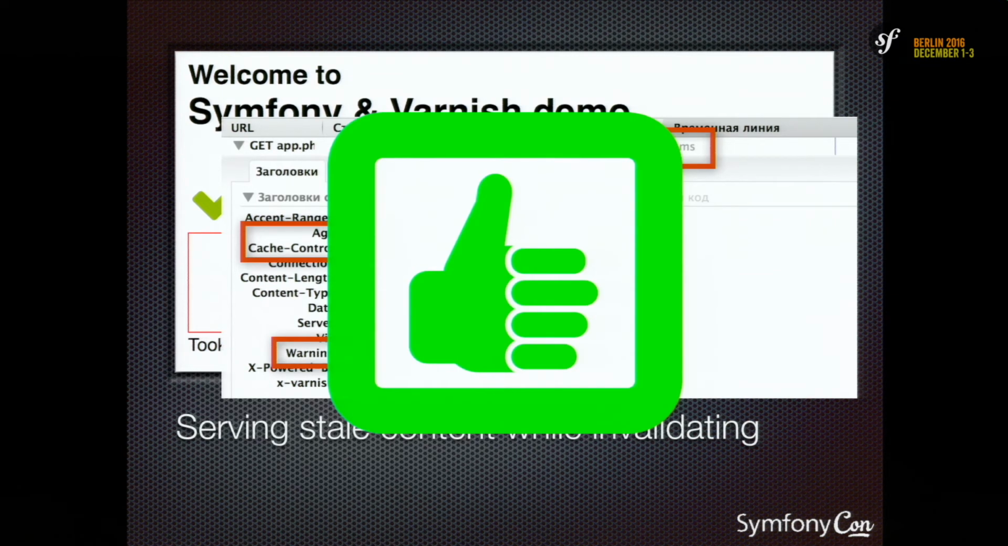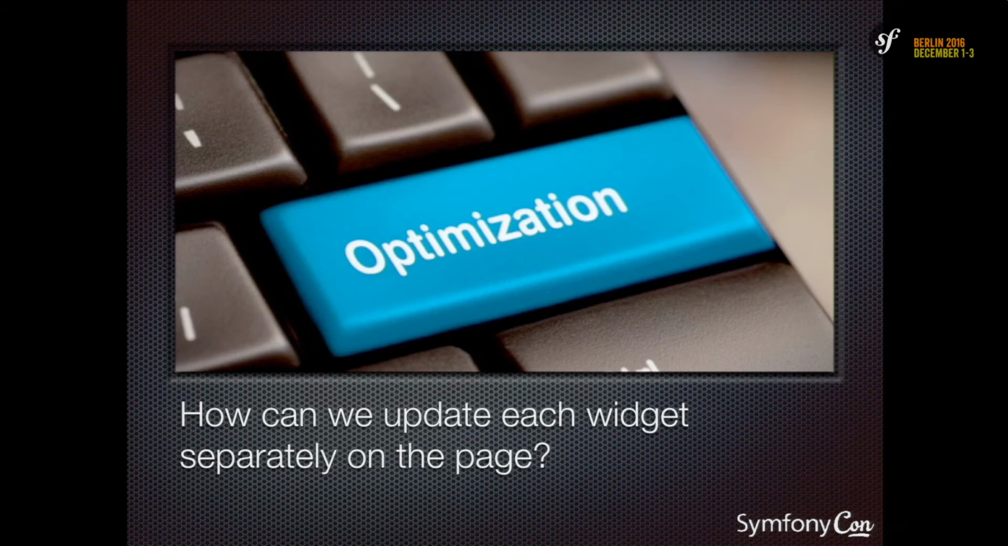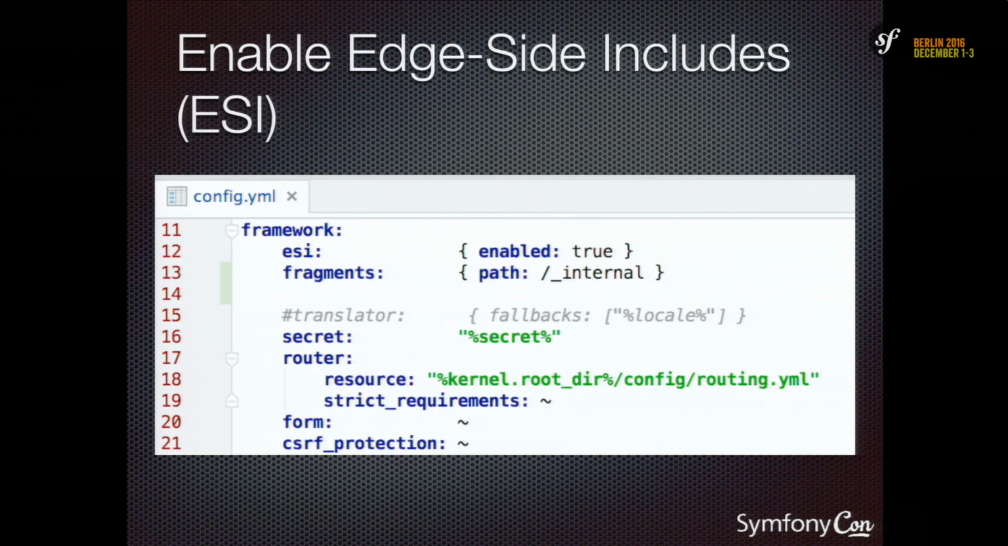Good. But we still have some disadvantages, because we still do not have the ability to control invalidation time for each of our widgets, and we cannot control how we invalidate this page. Is it possible to optimize it in some way, or how can we make an update for each of our widgets? The technology is called Edge Side Includes and requires additional steps from our application, Symfony, in order to use it.